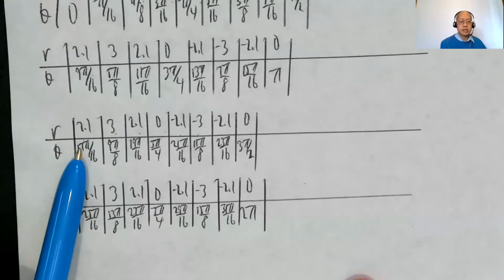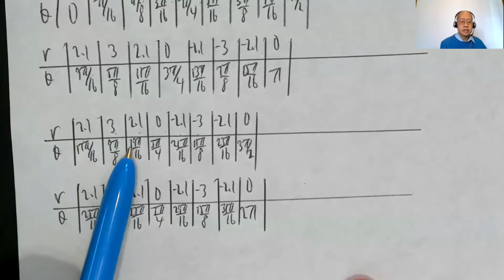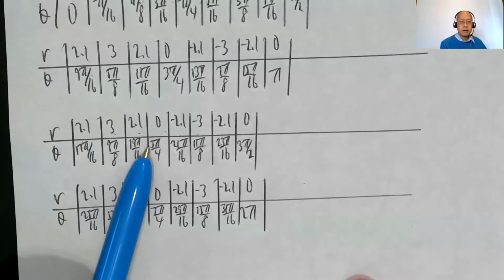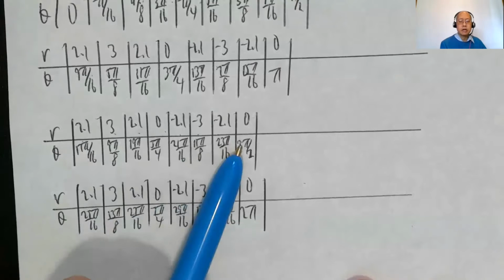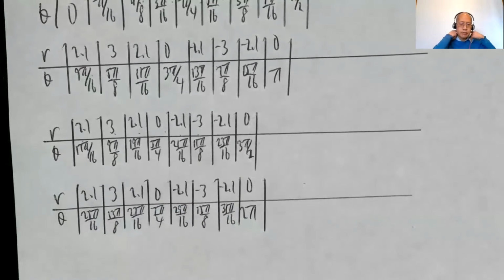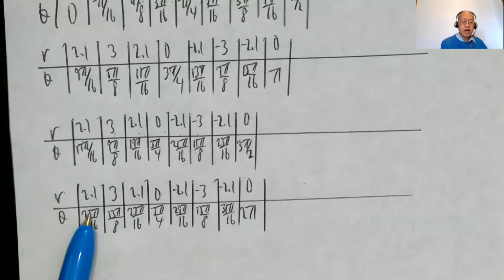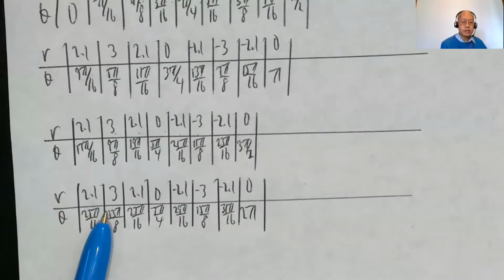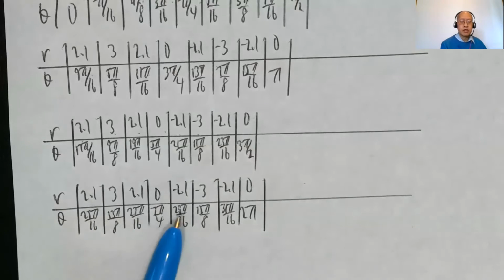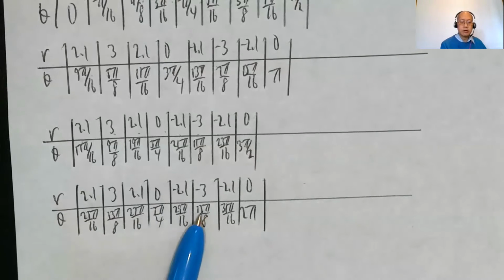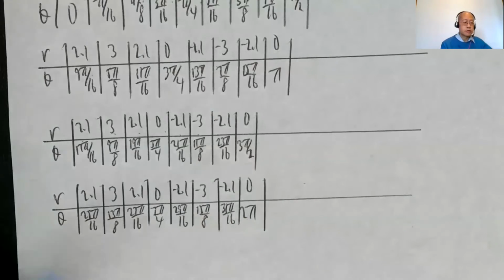Continuing 17 pi over 16, 18, 19, 20 pi over 16, 5 pi over 4, 21 pi over 16, 22, 23, 24 pi over 16, which is 3 pi over 2, 25 pi over 16, 26 pi over 16, 27, 28 pi over 16, 7 pi over 4, 29 pi over 16, 30 pi over 16, 31, and 32 pi over 16, which is 2 pi.